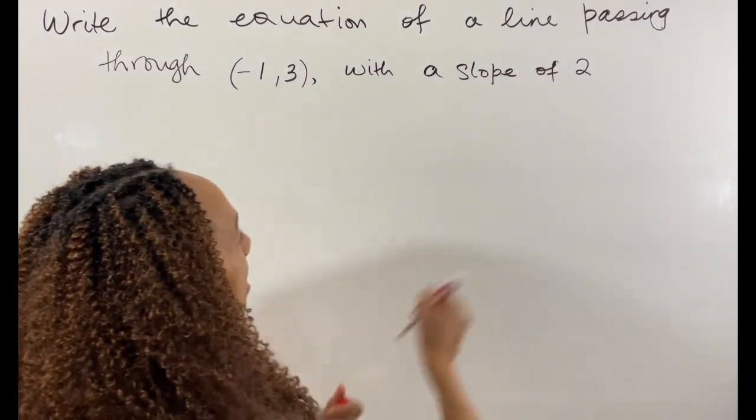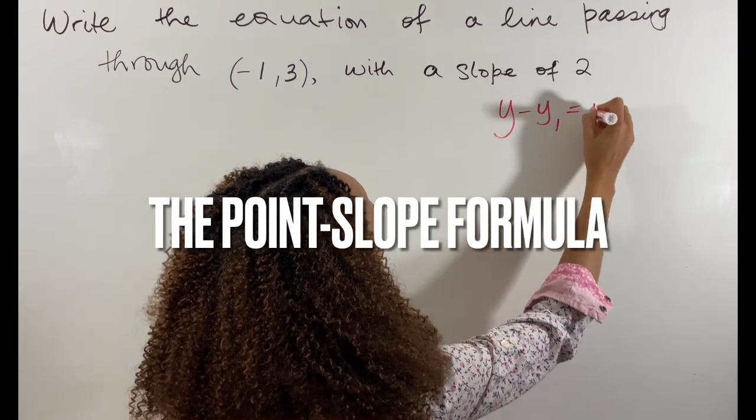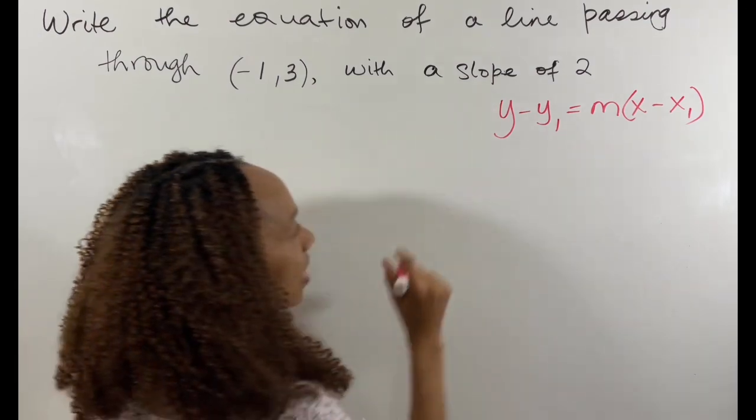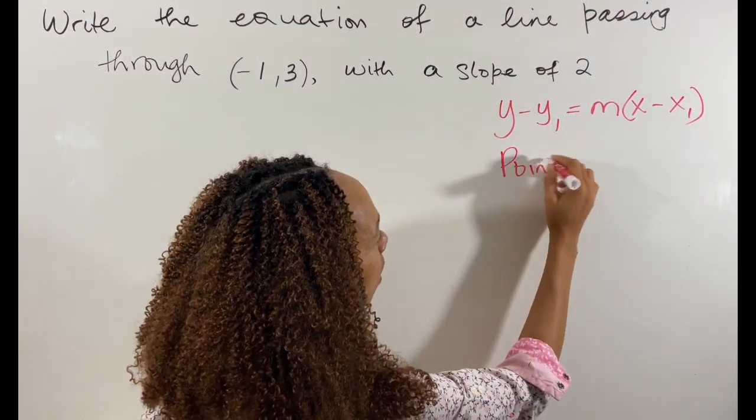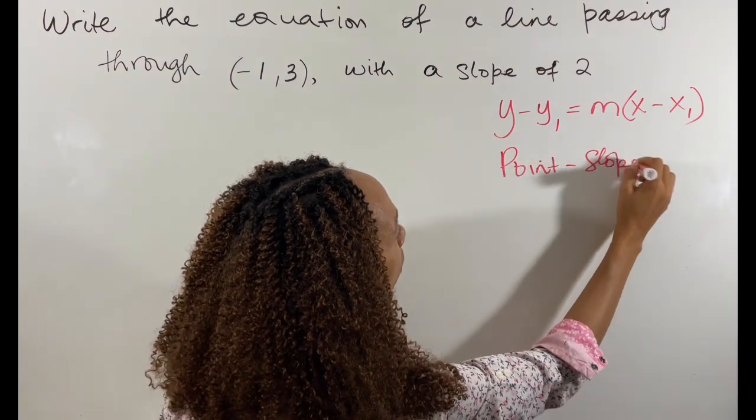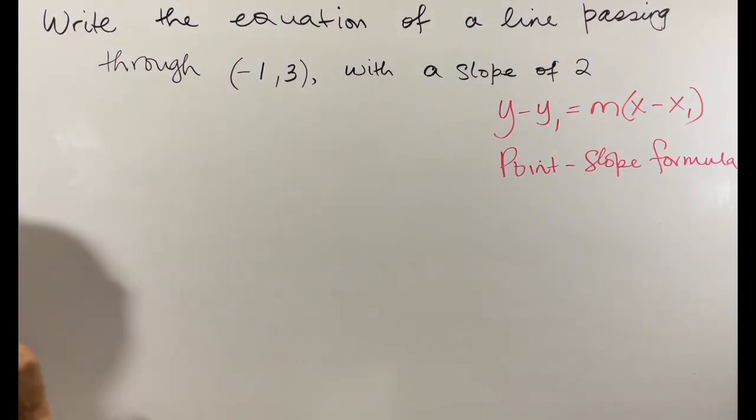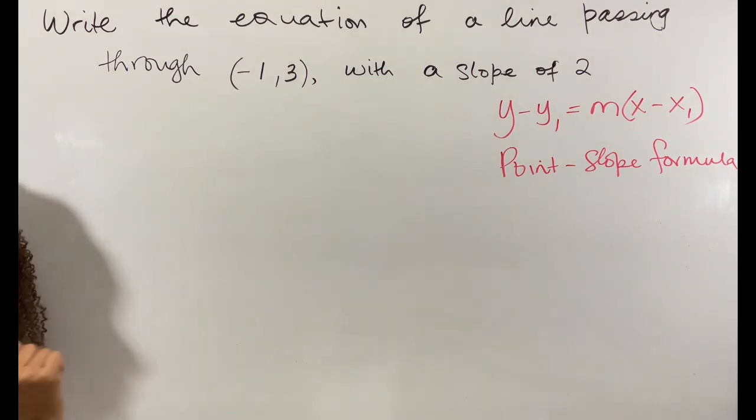We will first need y minus y1 equals m parentheses x minus x1, and this is our point-slope formula. It says, write the equation of a line passing through the point -1, 3 with a slope of 2.